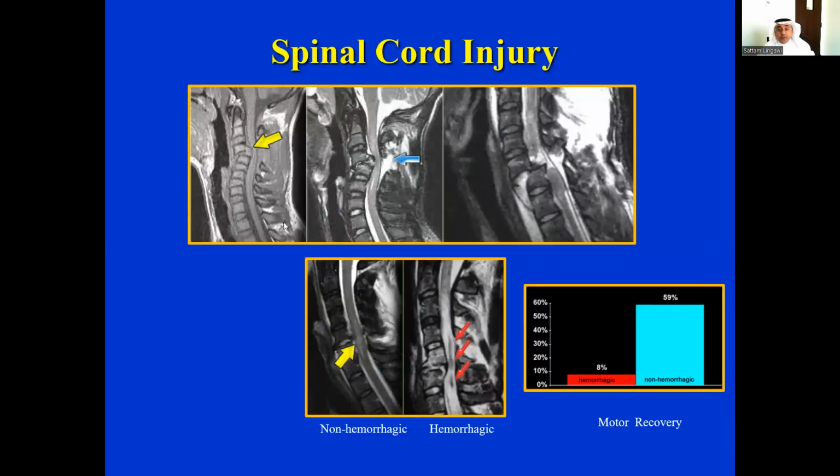Spinal injury occurs with these fractures. Obviously, you can see a different spectrum of spinal injury, from cord compression due to some vertebral fragments and disc fragments compressing the cord, deforming it, to a complete cord transection. As I said before, the presence of hemorrhage within the cord substance is associated with poor motor outcome, 8% recovery when there's hemorrhagic component versus 60% recovery when there's no hemorrhagic components.